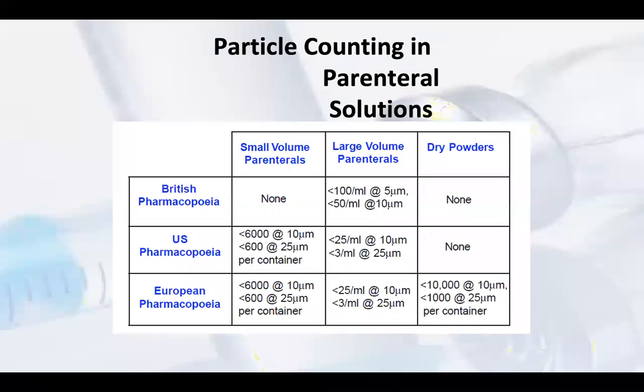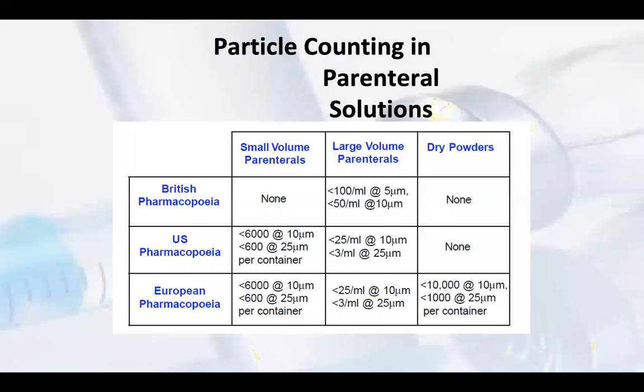The British Pharmacopoeia states: small volume parenterals, no particulate matter. Large volume parenterals, 100 ml, may contain particles of 5 micrometers; 50 ml, they may contain 10 micrometers of that particle size. Dry powders, no particulate matter may be found.